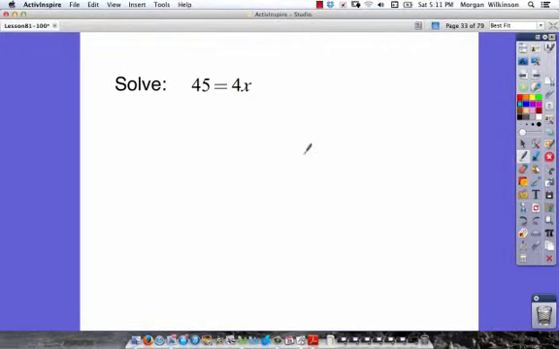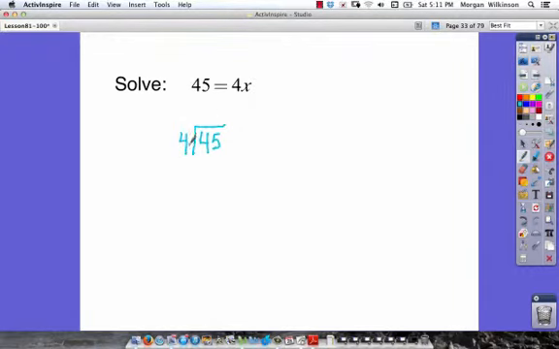Our next question is to solve. We have 45 is equal to 4 times x. We know whenever a number touches a variable, it means multiplication. So in this one, it's a very similar process. Well, 4 times some number x is equal to 45. So that number x must be smaller than 45. So we're going to have to divide to find our answer. We're going to have to say 45 divided by 4 in order to figure out what x is equal to.